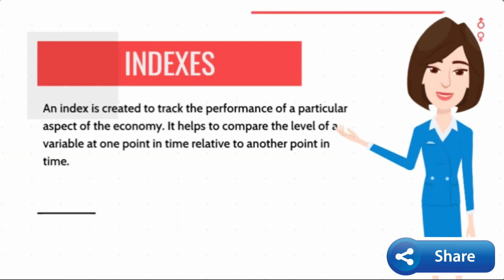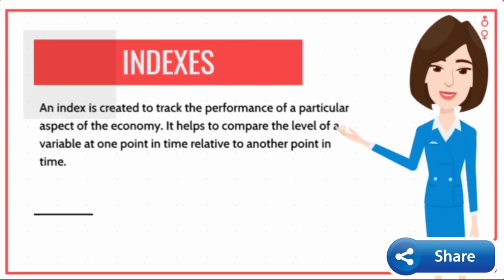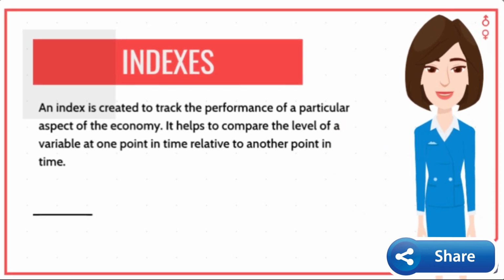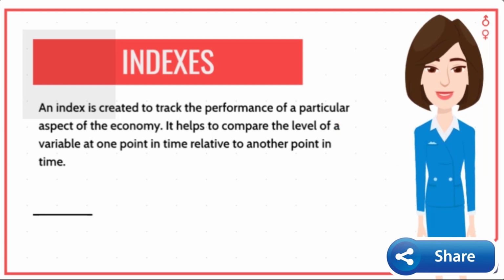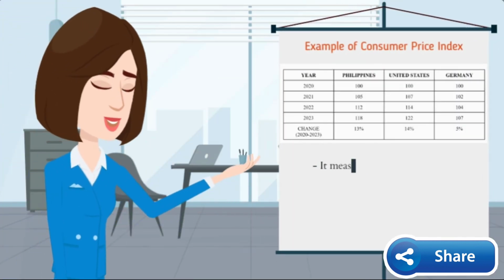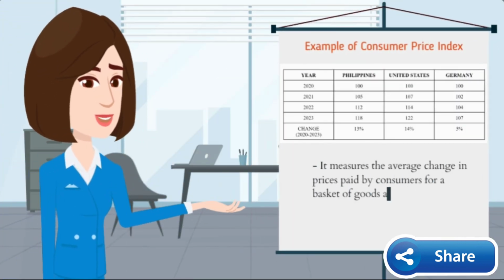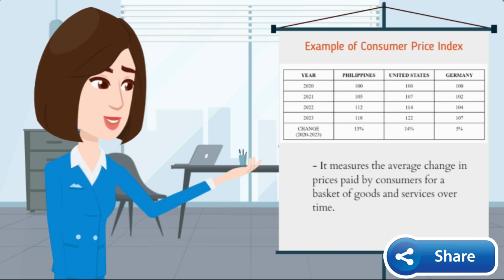Indexes. An index is created to track the performance of a particular aspect of the economy, and it helps to compare the level of a variable at one point in time relative to another point in time. The table is an example of the Consumer Price Index or CPI. It measures the average change in prices paid by consumers for a basket of goods and services over time.